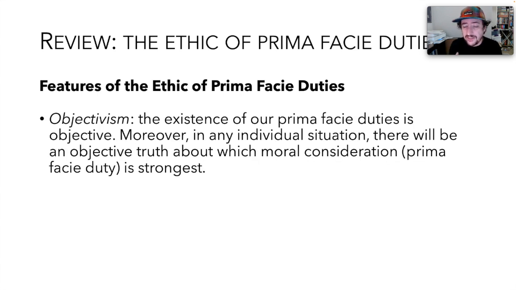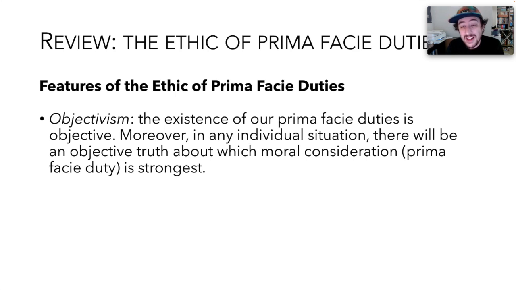Now, Ross's theory also thinks of morality as being objective. So the prima facie duties are objective in the sense that you have those prima facie duties to keep your promises, to do justice, to do good for others, not to cause harm. Those prima facie duties apply to you regardless of what your beliefs or feelings or desires are. So even if someone doesn't believe that keeping promises is important, Ross thinks still they have a prima facie duty to keep their promises. That is an objective fact about how morality works.